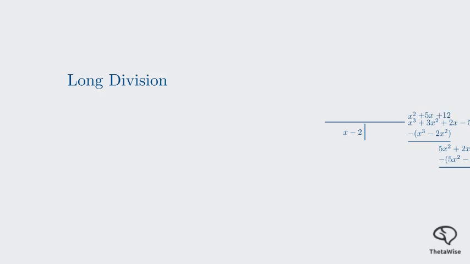Divide 12x by x to get 12. Add this to the quotient. Multiply 12 by x minus 2 to get 12x minus 24. Subtract this. Subtracting gives 19. Our final remainder is 19.